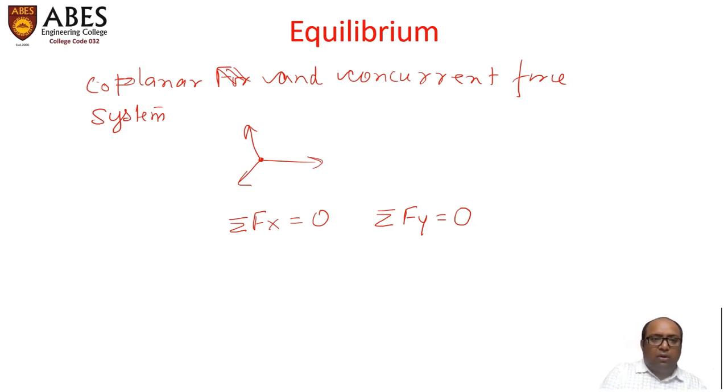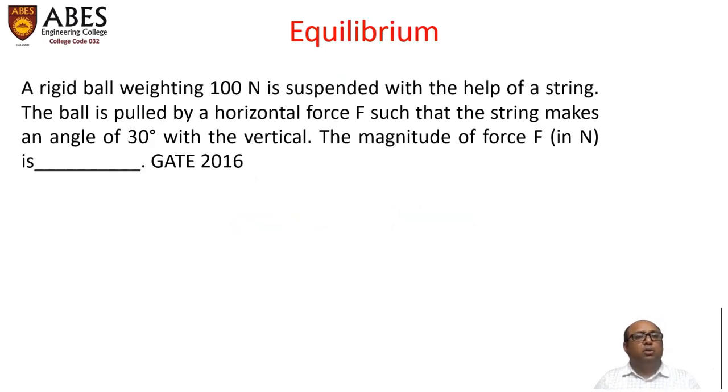Next, come to our topic. This is the question which I have brought for you. This was asked in GATE 2016. A rigid ball weighing 100 Newton is suspended with the help of a string. The ball is pulled by a horizontal force F such that the string makes an angle of 30 degrees with the vertical. So let us first draw the diagram of this situation.